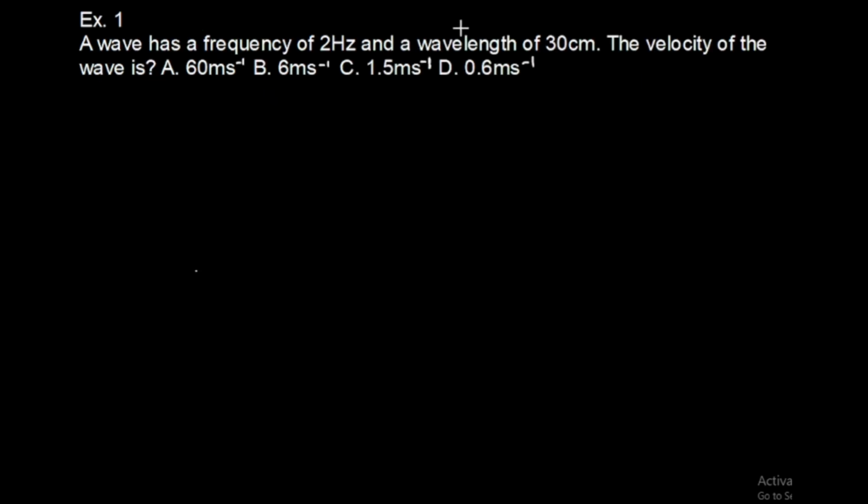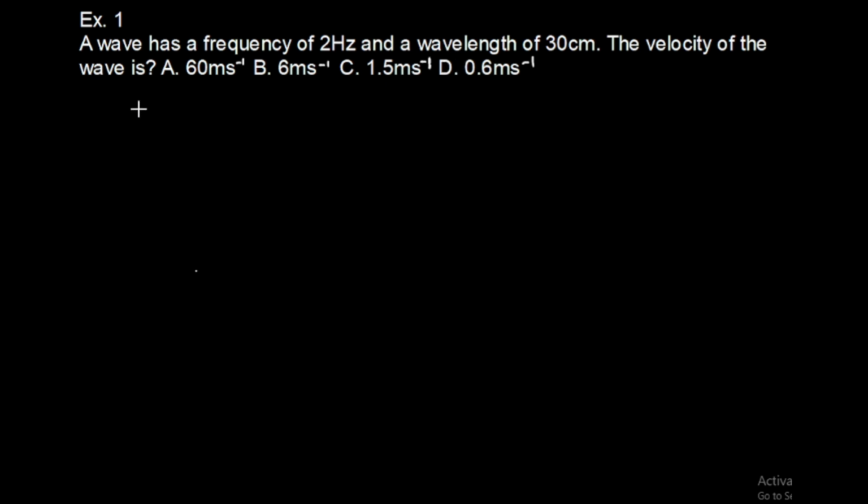Now we're going to be solving some problems on waves, applying the equations we've just derived. The first problem, exercise 1, says a wave has a frequency of 2 hertz and a wavelength of 30 cm. So the velocity of the wave is.